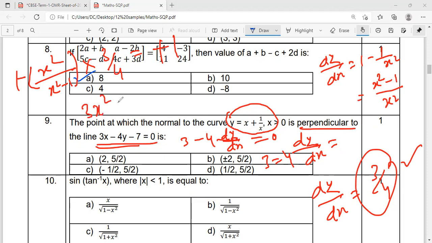3x squared is equal to 4x squared minus 4. So let's take this to one side. 4 is equal to, this 4 goes to the left, x squared. So x should be plus or minus 2.